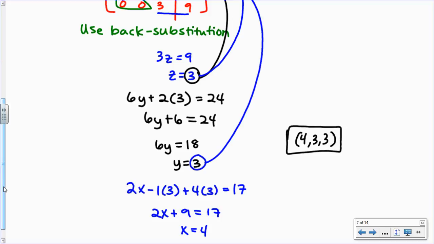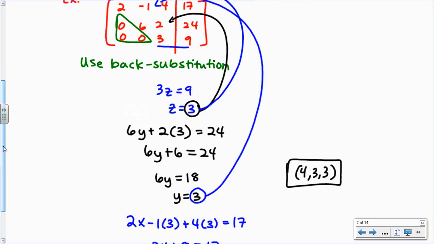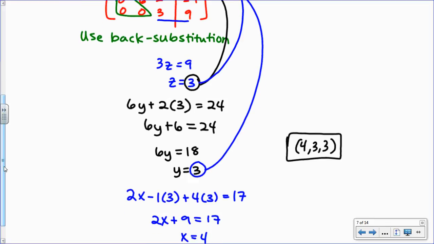So what we will do on Tuesday is figure out how to get our matrix with our triangle of zeros. And once we get there, we back substitute to find x, y, and z.